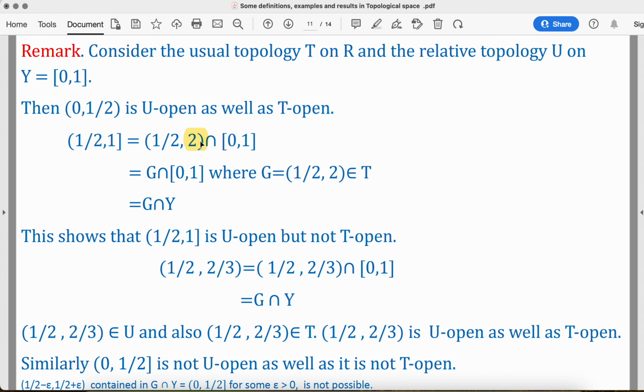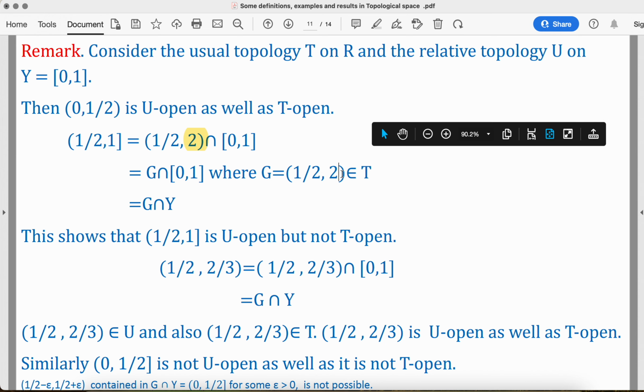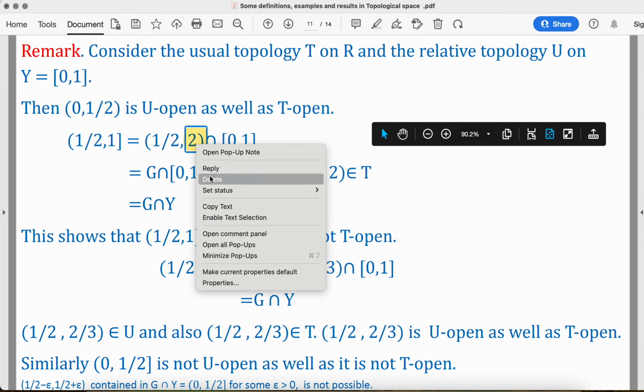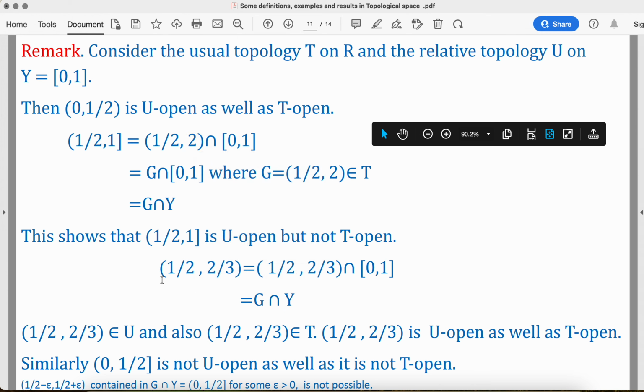It is closed interval 1 here. So here it is closed interval 1. So it does not belong to... no, it is fine here. It is half open interval half to 2 intersection 0 to 1.